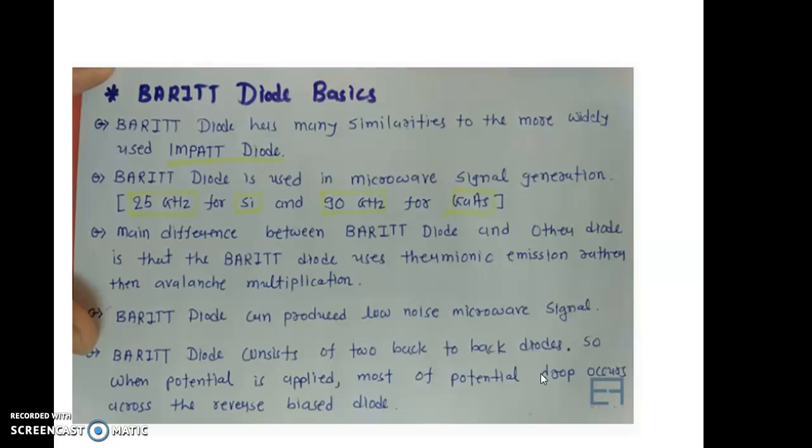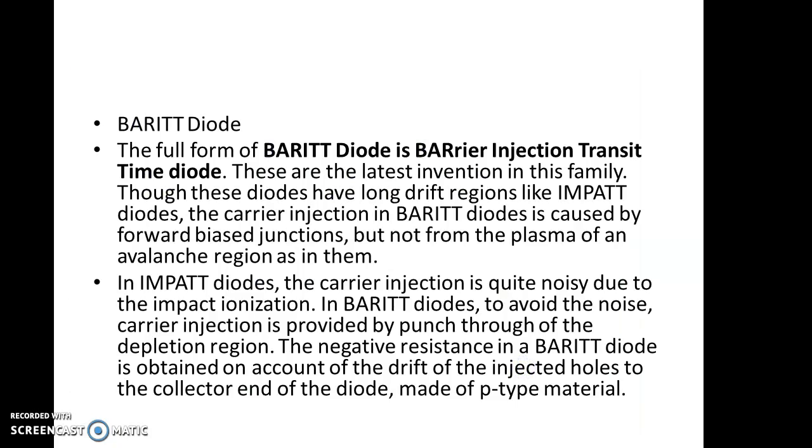The BARITT diode consists of two back-to-back diodes. When the potential is applied, most of the potential drop occurs across the reverse biased diode. The full form of BARITT is barrier injection transit time diode. These are the latest innovation in this family. Though these diodes have long drift regions like IMPATT diodes, the carrier injection in the BARITT diode is caused by forward biased junctions, not from the plasma of an avalanche region.